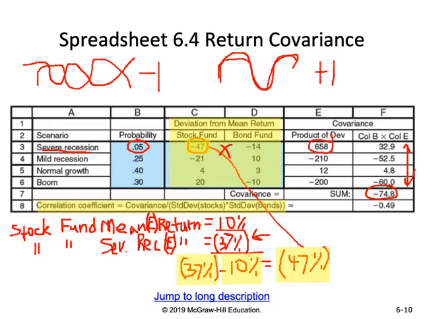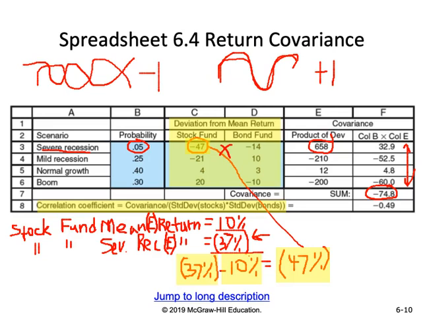And a correlation coefficient of 0 means they do not track one another at all. They have no relationship in return histories, okay? In this case, we're comparing stocks to bonds. We could compare other asset classes and other things in any data set.